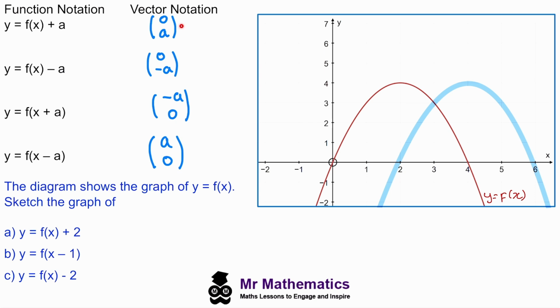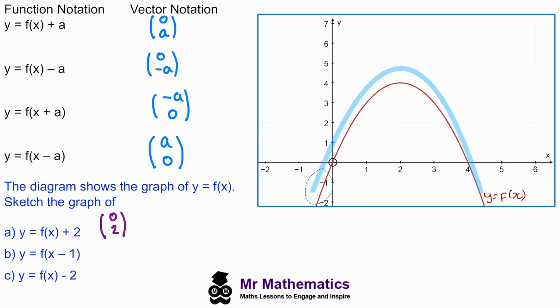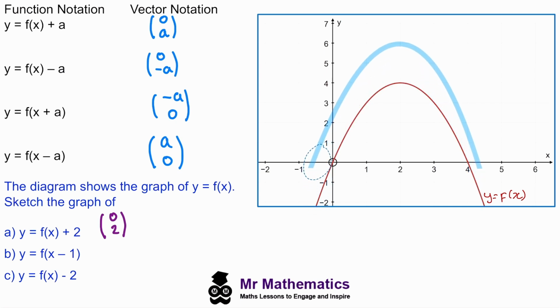So now we're going to use each of these vectors to translate the functions in our example. If we have y equals f of x plus 2, this 2 is outside the brackets, so we're applying the translation to the entire function. So this would be 0 in the horizontal, but 2 in the vertical. So we have our function, and we're moving it 2 units vertically upwards.